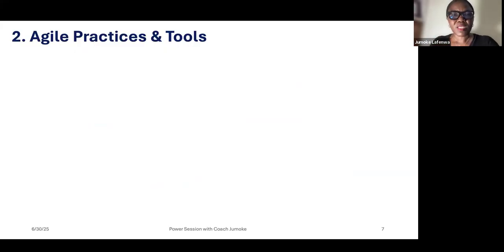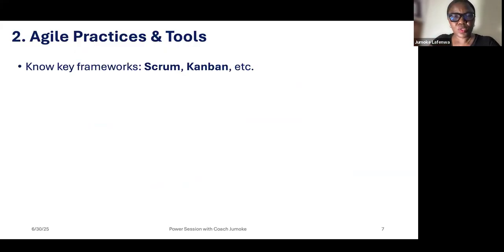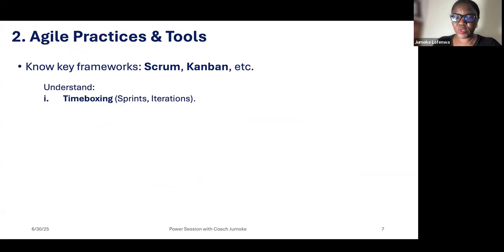The second one, agile practices and tools. You need to know key frameworks such as Scrum and Kanban. You need to understand time boxing. When you say sprint or iteration, sprint is for Scrum and iteration is broadly for agile. When you say time boxing, for every team, they would have a fixed time, that's the time boxing. Maybe every 1 week will be the end of an iteration, or every 2 weeks will be the end of an iteration. So you need to have that.